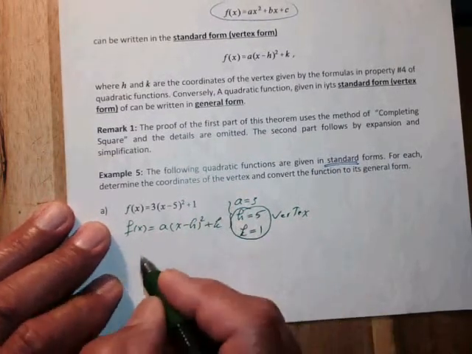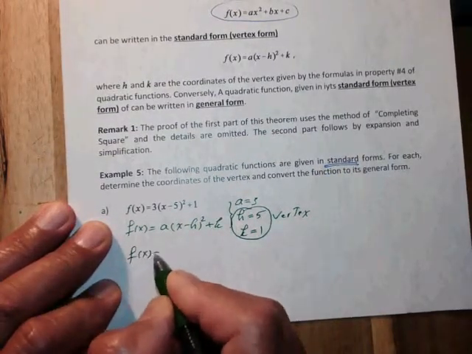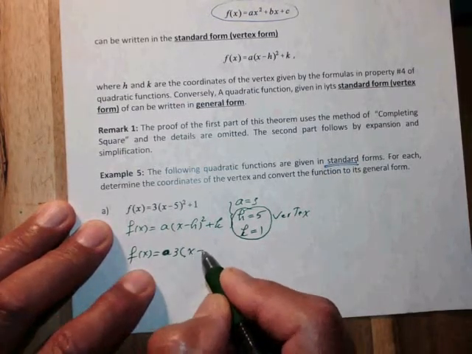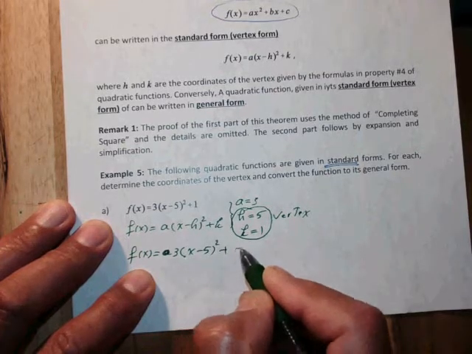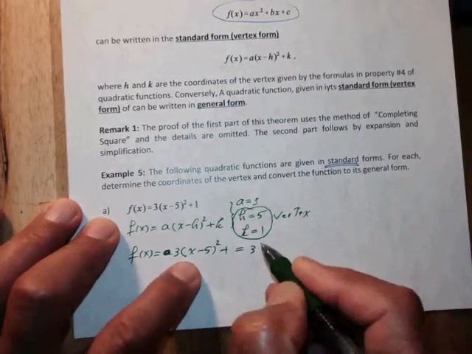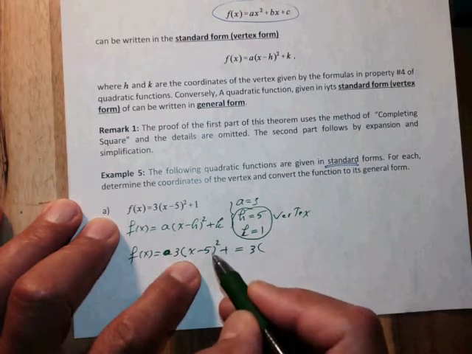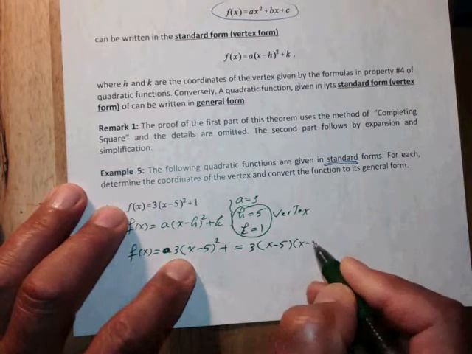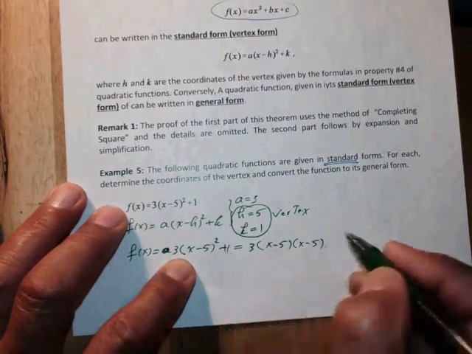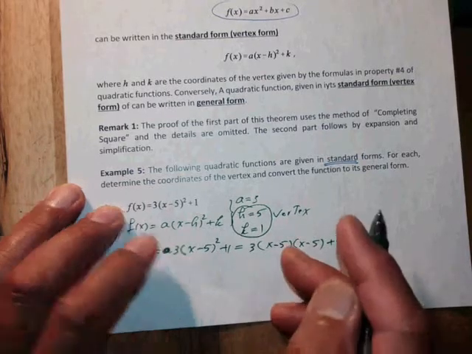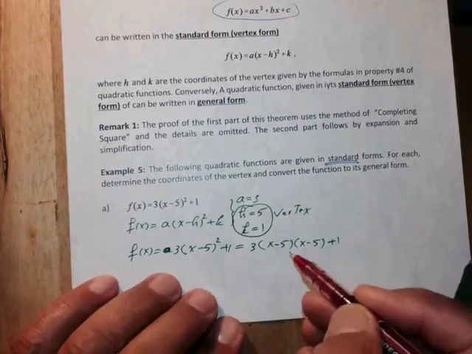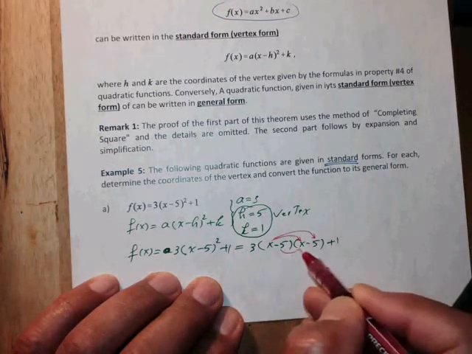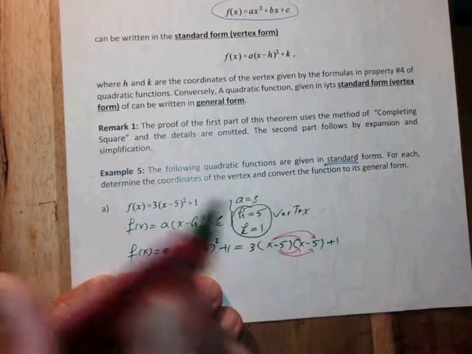Then I'm going to convert it to general form. So what I would do, I just write f of x equal to 3 times x minus 5 squared plus 1, which equals 3 times x minus 5, quantity squared, meaning x minus 5 times x minus 5 twice, plus 1. So what you do then is you FOIL this. Actually I did this some time ago. Multiply these, and then multiply these two. So let's see what we get.